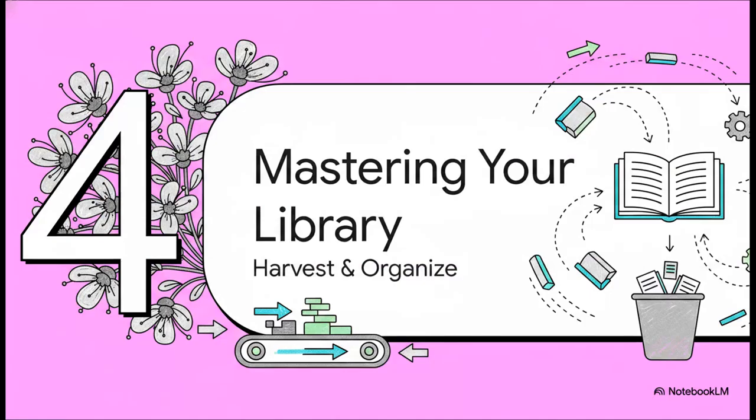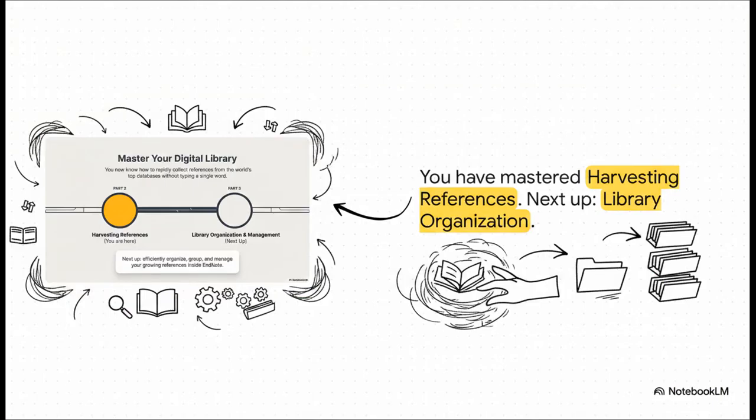And just like that, you've gone from being a manual data entry clerk to an automated harvester of information. This is probably the single most important skill for building a digital reference library quickly and efficiently. So if you think about this whole journey, you've just mastered part 2, harvesting references. You can now pull in information effortlessly. So the clear next step in your EndNote journey is part 3, learning how to organize, group, and manage that library that's about to start growing really, really fast.